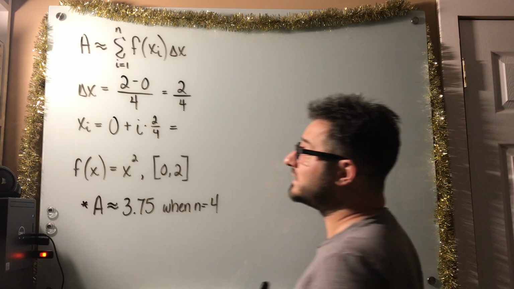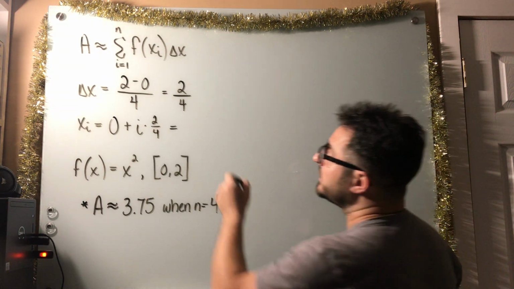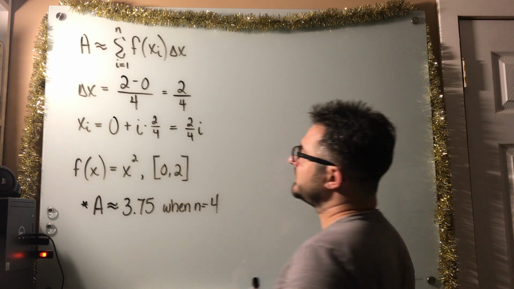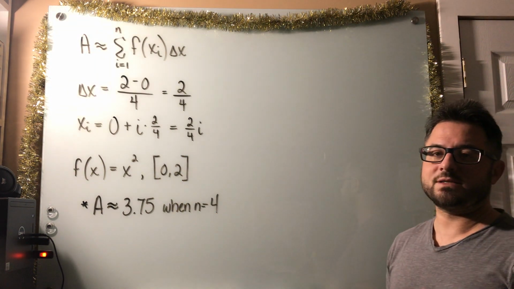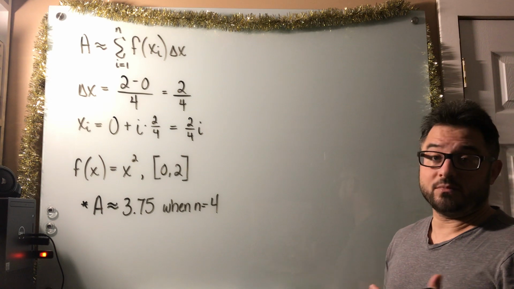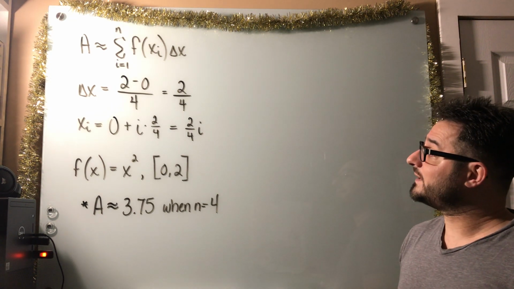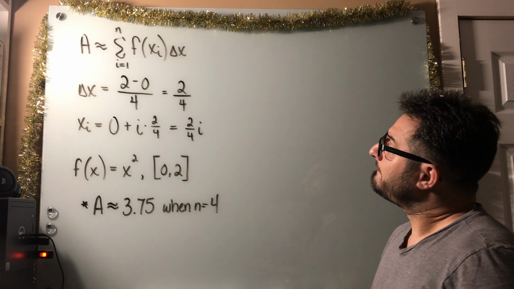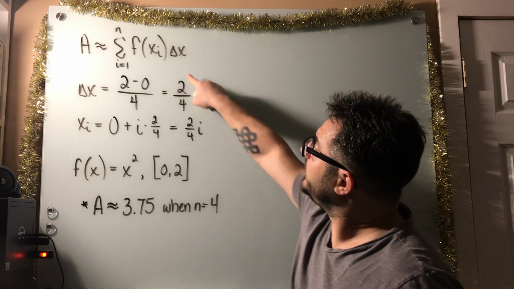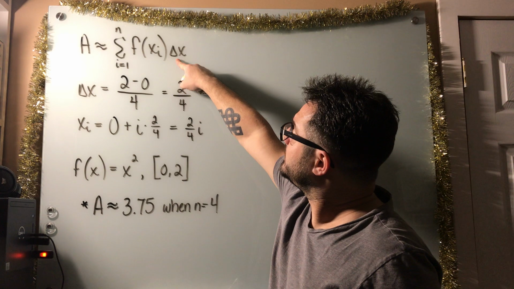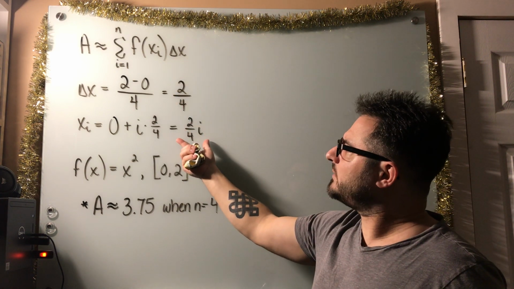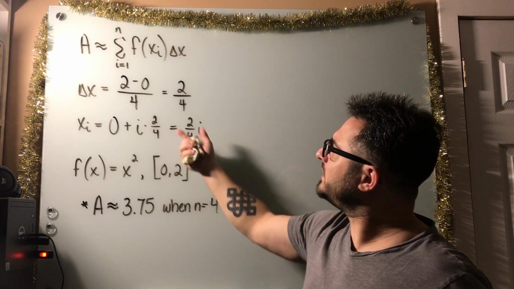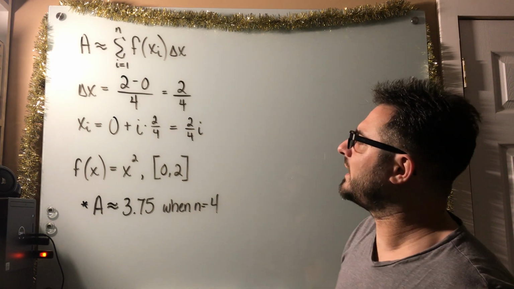Well, the nice thing is then that the 0 just drops out, and what we're left with is 2 over 4 i. Again, I'm leaving the 2 over 4 unsimplified. It will help later on to have it in unsimplified form. Now, we have delta x. We can put that in. And we have x sub i, but x sub i itself isn't what we need. What we need is f of x sub i.